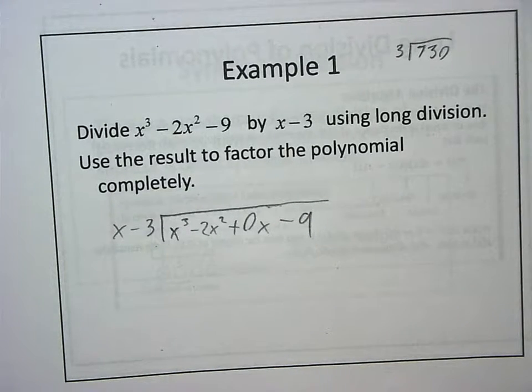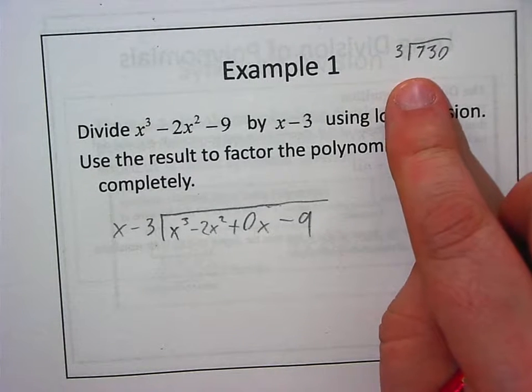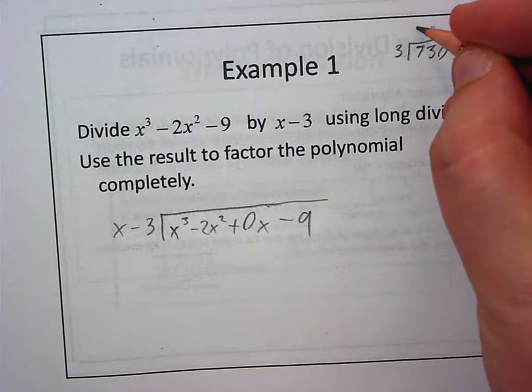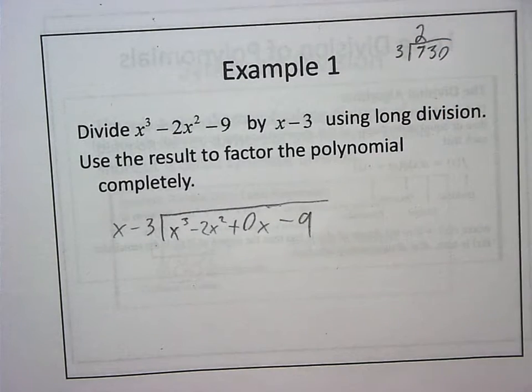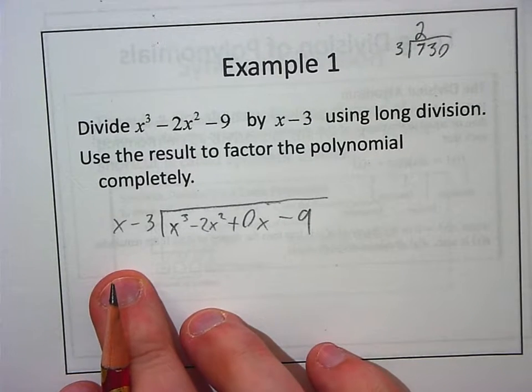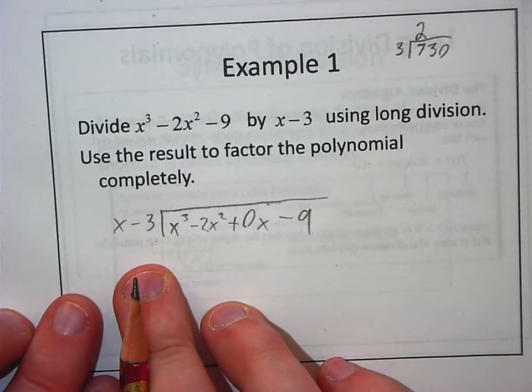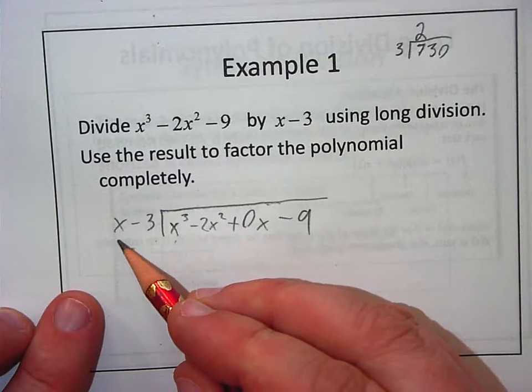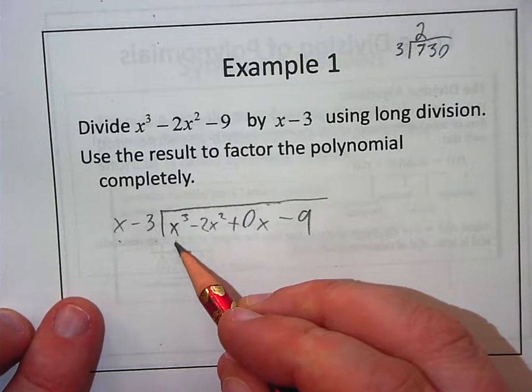Okay? Now, when I'm doing this problem, what do I do first? Yep. How many 3's going to 7? 2. Now, it doesn't go in perfectly, just like down here. I have x minus 3. Well, I looked at the first term here. I'm going to look at the first term here. X goes into x cubed how many times?